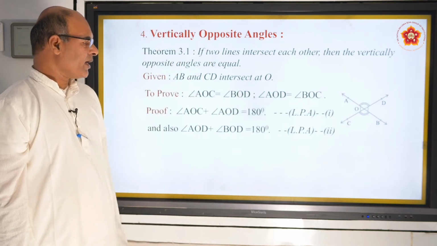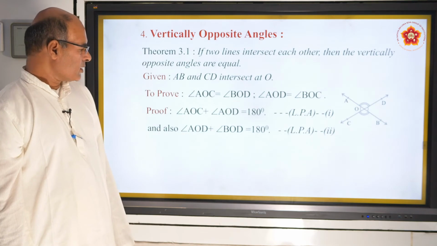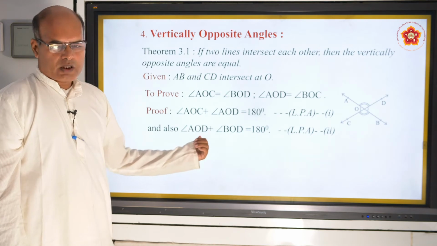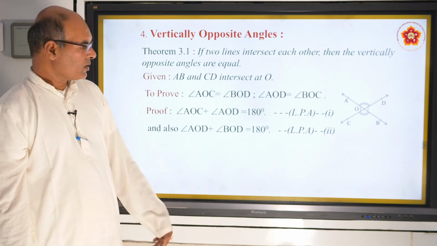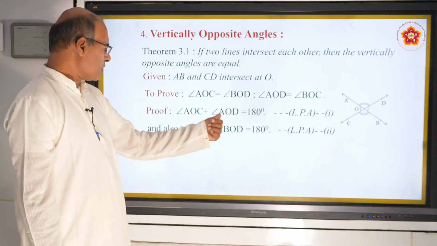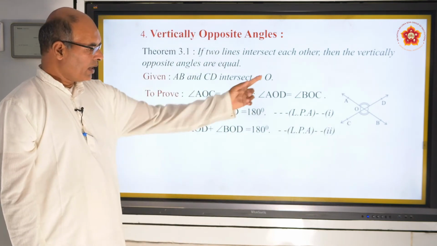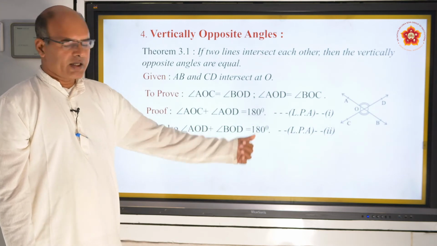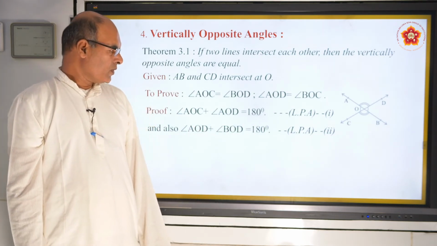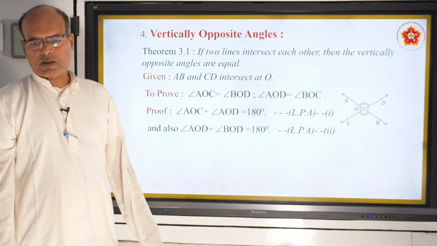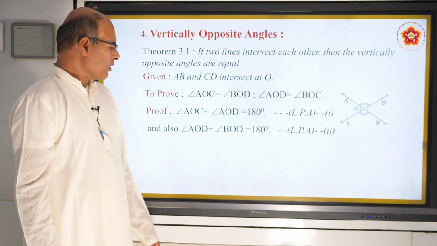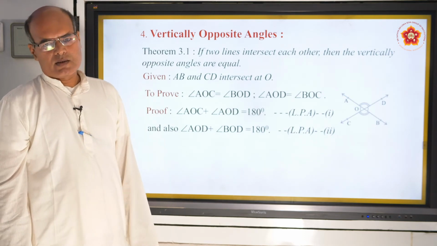Take another pair of linear pair angles such that one of these angles must be included here. So I am taking angle AOD plus angle DOB. So here also it is AOD, here also it is AOD. AOD plus DOB is equal to 180 degrees because they are also linear pair angles. So on comparing these two equations, we have 180 degrees on the right side of both the equations.